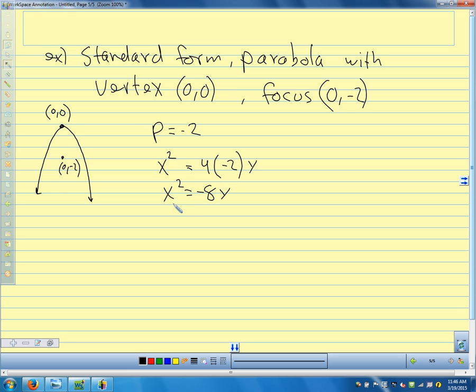In standard form, the part that's squared is always by itself. So we get everything else on the other side. All right, we good there?